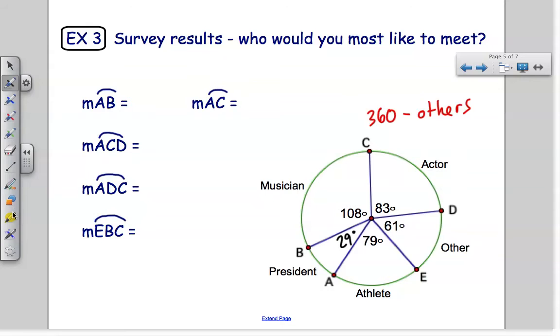Now we should be good to go to find all these arcs. Find the measure of arc AB. Oh, that's the one I just found. Its central angle I just discovered was 29 degrees. So there we go with that.